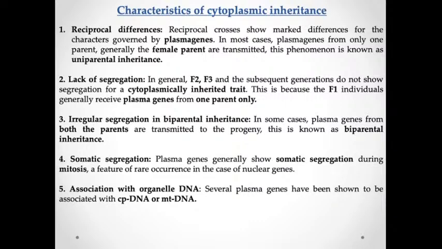In some cases, plasma genes from both parents are transmitted, and this is known as biparental inheritance. Further, somatic segregation: plasma genes generally show somatic segregation during mitosis, a feature of rare occurrence in the case of nuclear genes. So here, instead of zygotic segregation, somatic segregation is happening. Then there is association with organelle DNA: several plasma genes have been shown to be associated with chloroplast DNA or mitochondrial DNA.